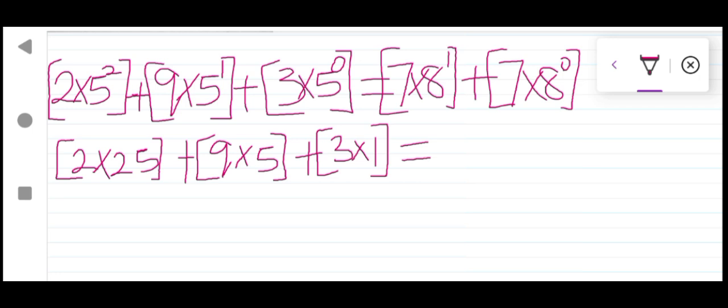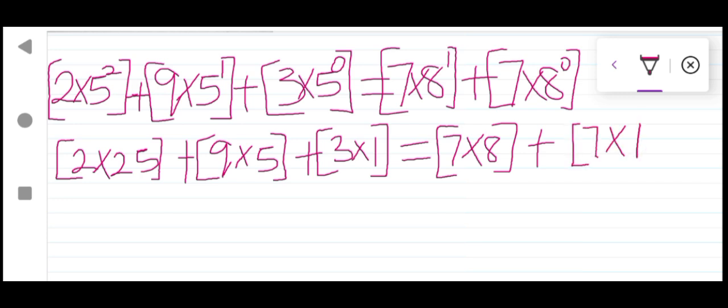Likewise, on the right side, 8 power 1, would you guess that? 8, that's good. So we have that to be 7 times 8, plus, what's 8 raised to power 0? That's very easy. What's that? 1, of course, yes, you're correct. So we have 7 times 1.